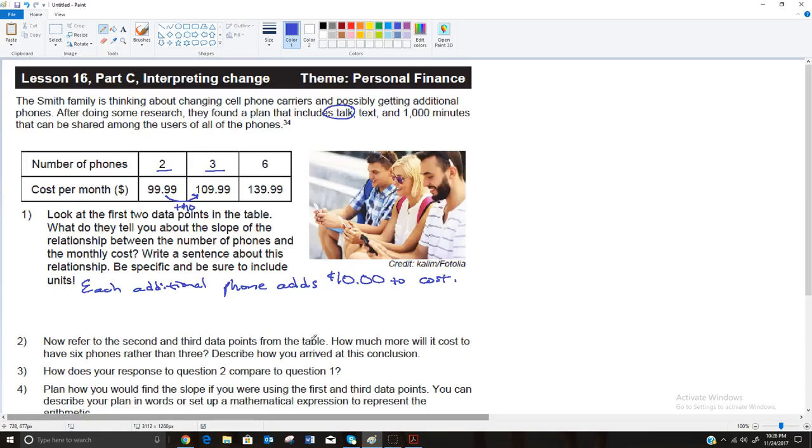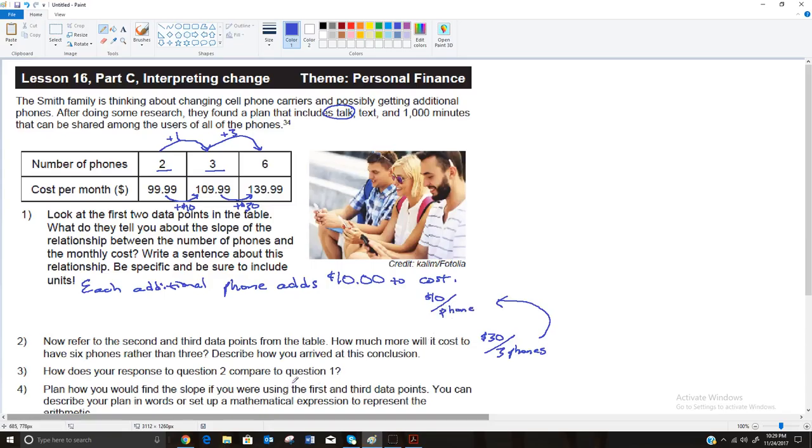Now it says refer to the second and third data points from the table. How much more will it cost to have 6 phones rather than 3? Well, from 3 phones to 6 phones, we added an additional $30, which fits exactly what we said because here we went up by 1 phone and added $10. Here we went up by 3 phones and added $30. Either way you look at that, that's $10 per additional phone. If you divide it, it's still $10 per phone.